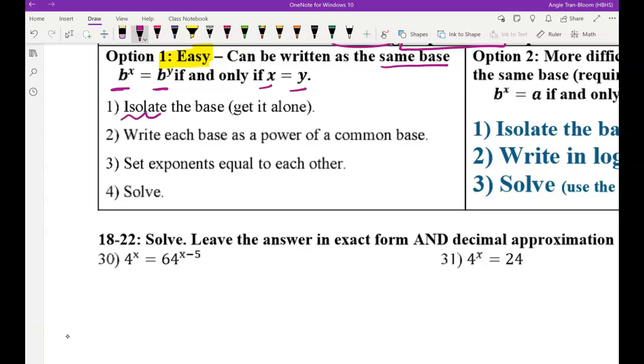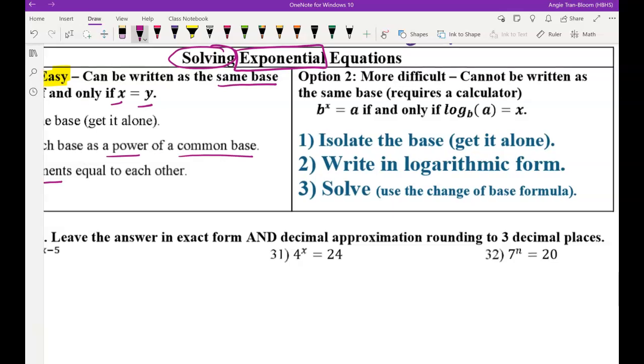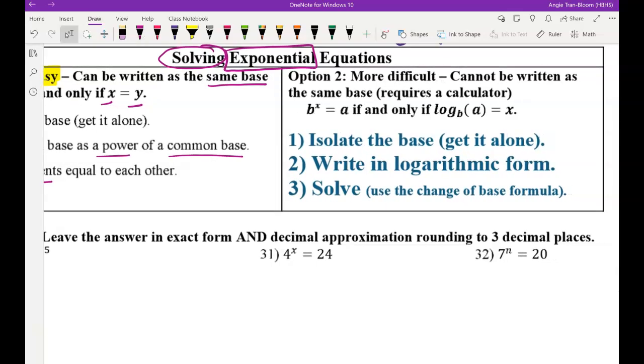And we are always going to isolate the base, okay? Write each base as a power of a common base. I mean, the two bases should be exactly the same. Take the exponents only and set them equal to each other and then solve as normal. This is not the one that we're going to focus on today, but we will review one of those easy cases today. The more difficult case is when we cannot write the bases the same.